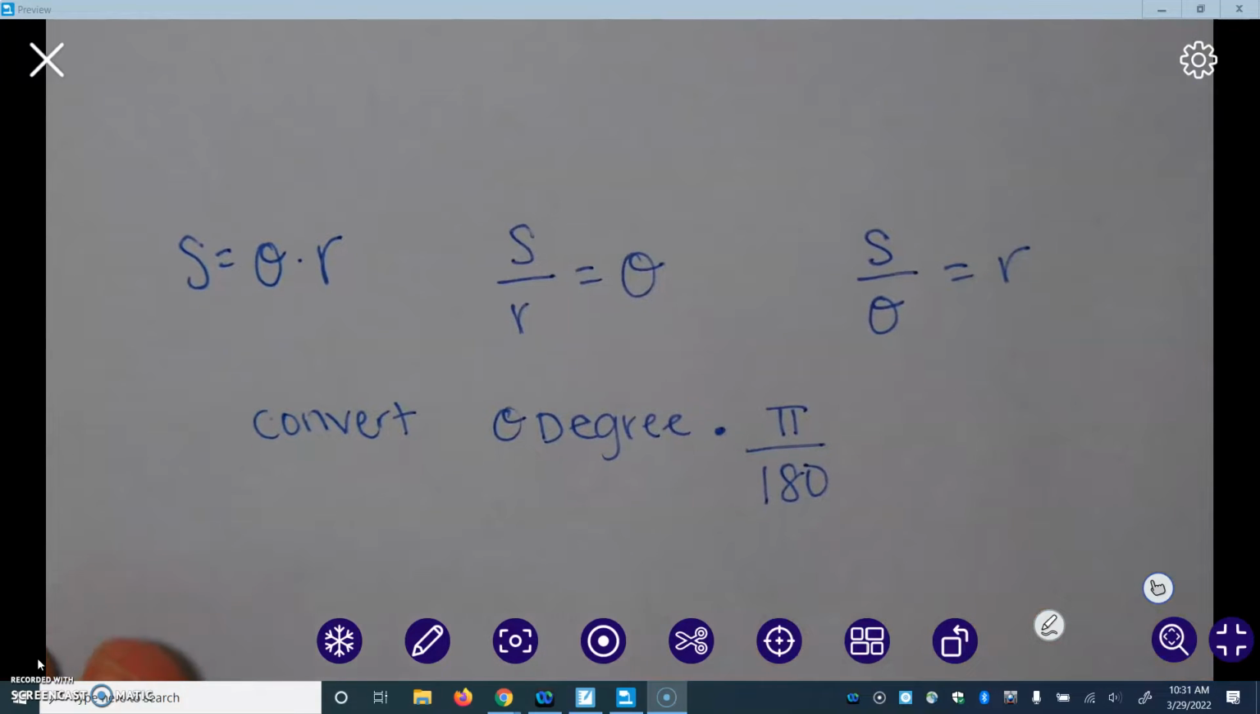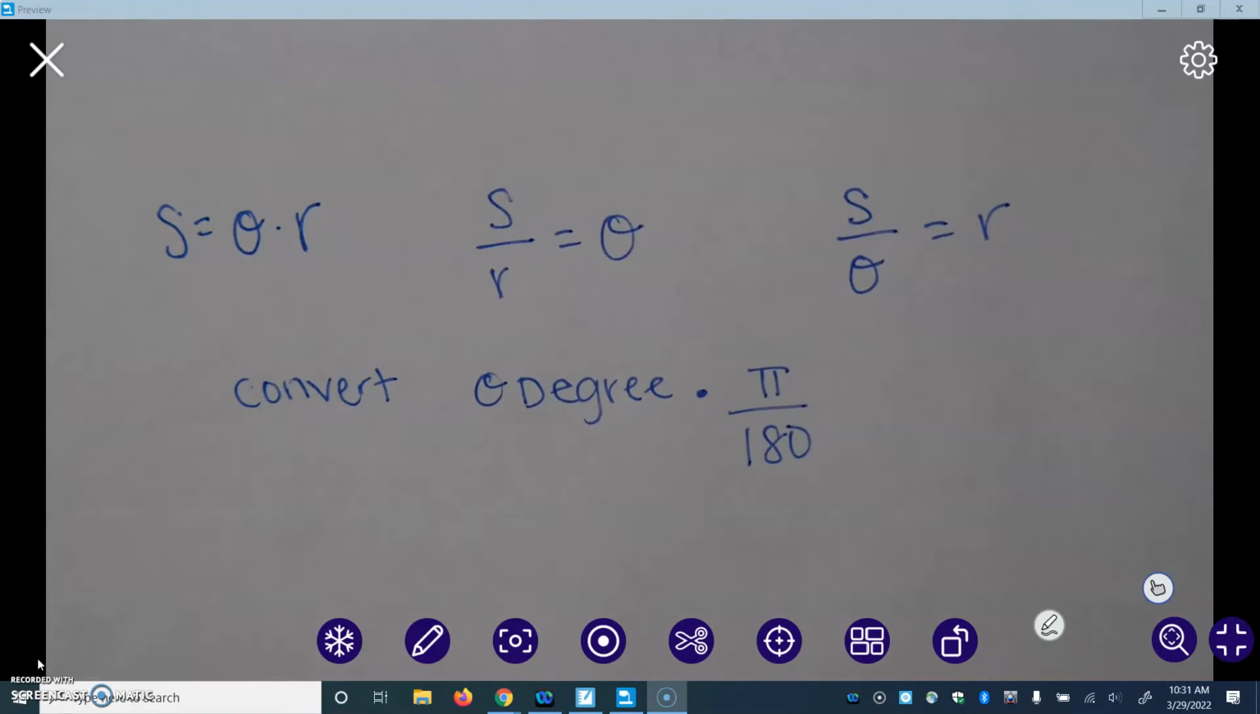All right, and feel free to leave pi in the calculator and just round your answers. It doesn't have to be fancy, all right? So try the rest of them.